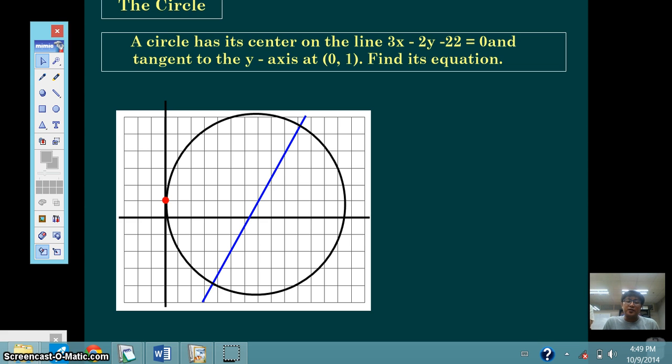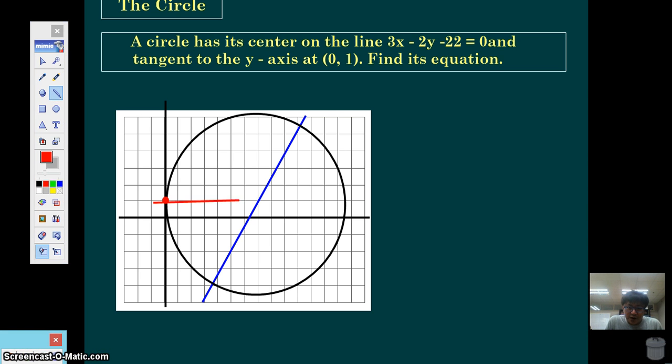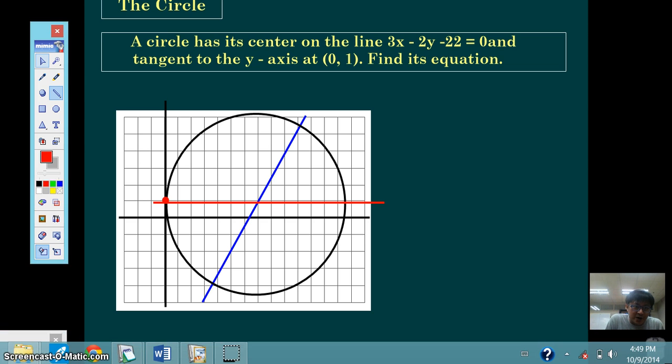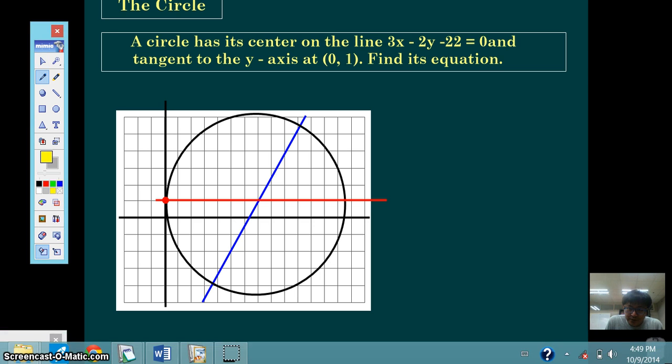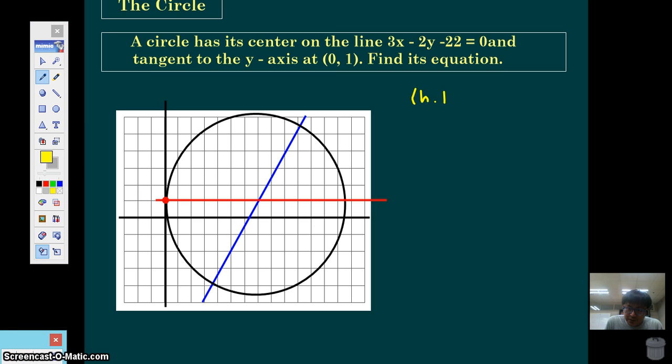The red point is obviously the point (0, 1). Now, if the y-axis is a tangent line to the curve at that point (0, 1), then it only means that the perpendicular passing through this will also contain the center. So now we are very sure that the y-coordinate of the center, (h, k), is 1, because it's on the red line.